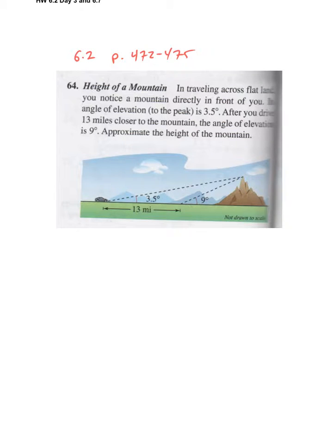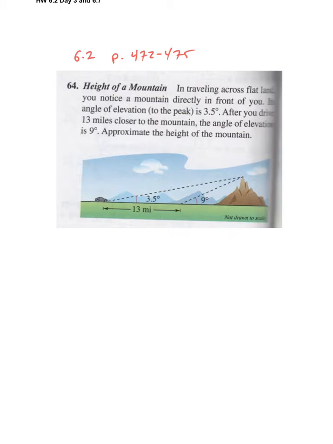This is the solution to number 64 from section 6.2. In this problem, we're trying to find the height of a mountain. It says, in traveling across flat land, you notice a mountain directly in front of you, and its angle of elevation to the peak is 3.5 degrees. After you drive 13 miles closer to the mountain, the angle of elevation is 9 degrees. We're supposed to find the height of the mountain.